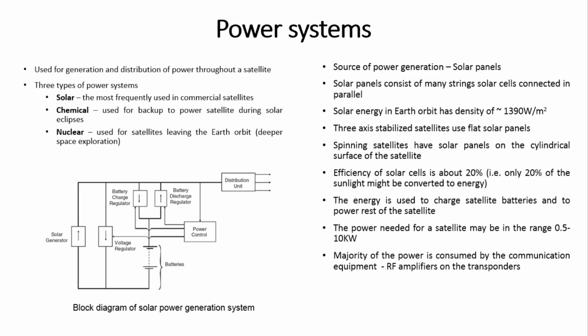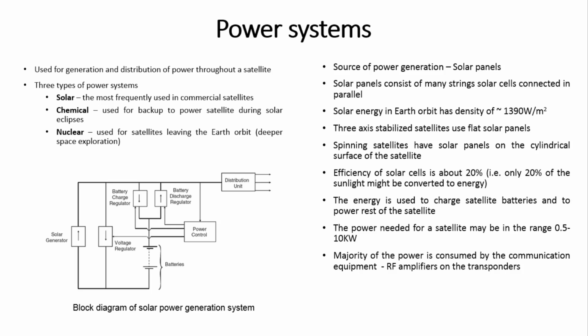Power systems are used for generation and distribution of power throughout a satellite. There are three types of power system. Solar, the most frequently used in commercial satellites. Chemical, used for backup to power the satellite during a solar eclipse. Nuclear, used for satellites leaving Earth orbit, for deeper space exploration.